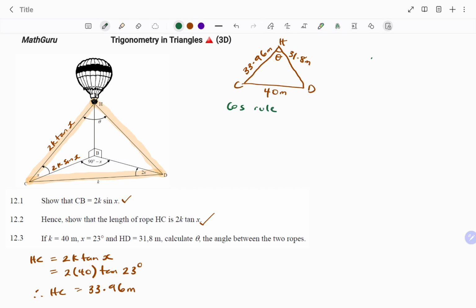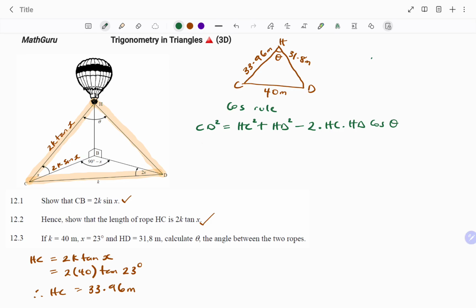which states that the side CD squared, that's the side facing my reference angle, equals the sum of the squares of the other two sides, so that's HC squared plus HD squared minus 2 times HC times HD. My dot means multiplication. Cos of the angle subtended by the two sides, that's cos theta.